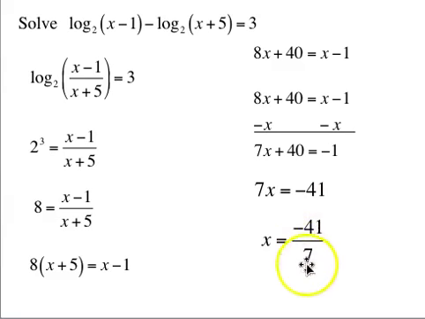Except, if I plug negative 41 over 7 into this value, log base 2 of negative 41 over 7, that's a log of a negative number. That's not acceptable. That's not in the domain. Similar kind of thing happens with this piece. Negative 41 over 7 is not allowable as a solution. So this problem has no solution, no solution in the domain of the log function.